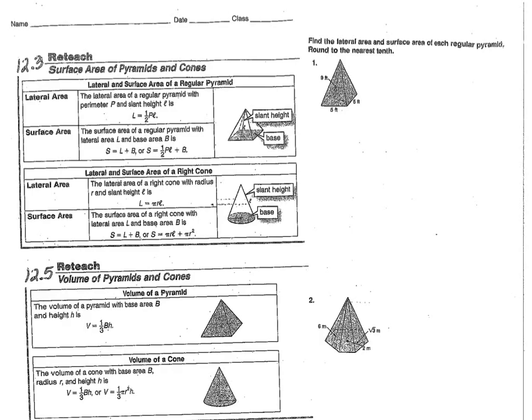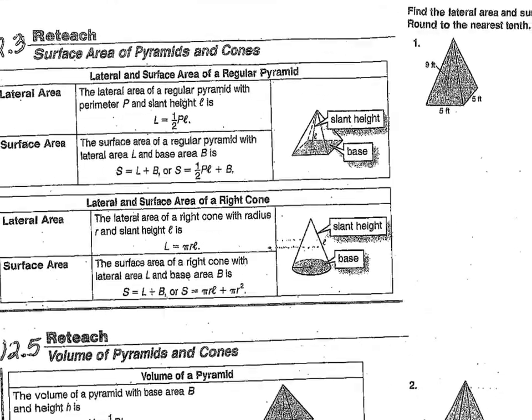Okay, so in sections 12.3 and 12.5, we're going to be talking about pyramids and cones. The formula for the lateral area is 1/2 perimeter times slant. For the surface area, you get the lateral area plus the area of the base, which means 1/2 perimeter times slant plus the base. It's pretty much the same idea for the cone, where instead of the perimeter, it's going to be pi r.